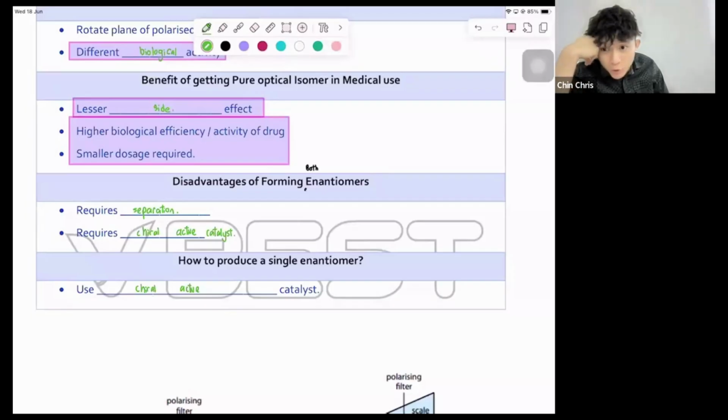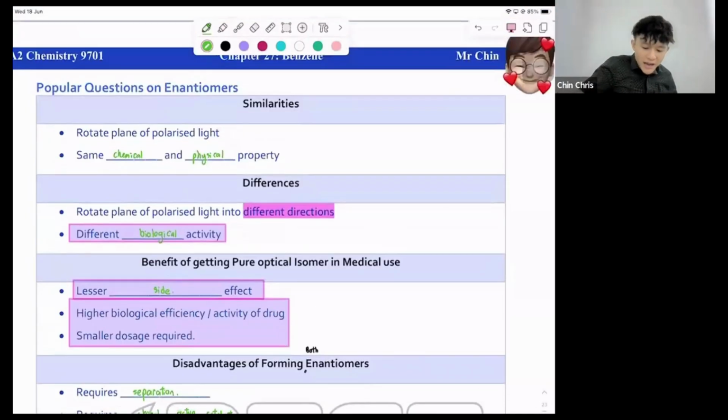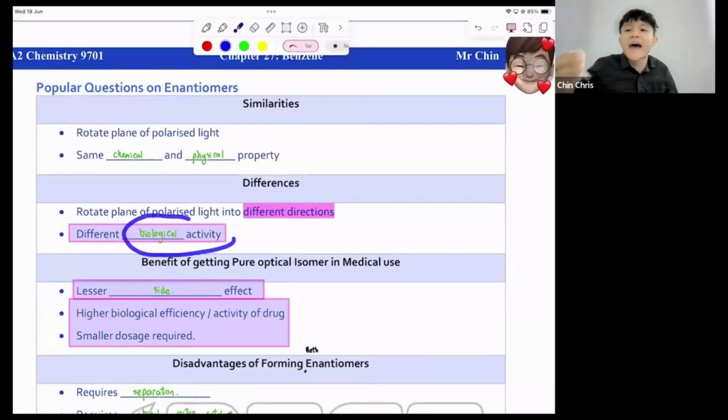Why would enantiomers, don't they have the same chemical property? But chemical property and biological activity are different. Biological activity is when a living thing consumes it, like when it hits your body, what's going to happen? Chemical property is just a chemical reaction. Biological activity is the effect it has on a living thing. Biology is the study of living things, right? So biological activity is the effect it will have on living things, not on chemicals.